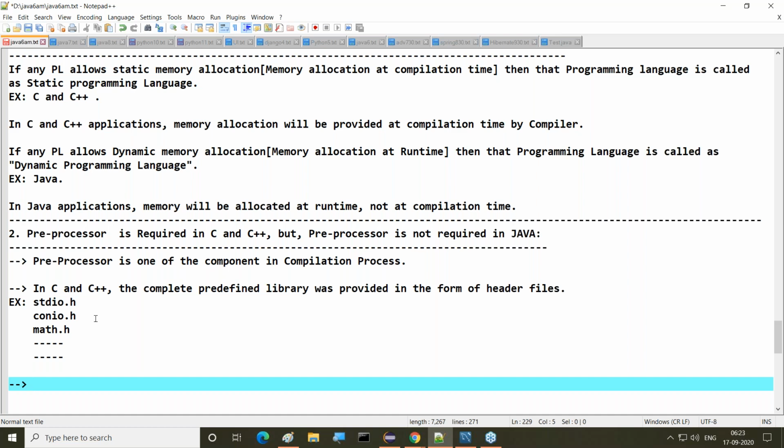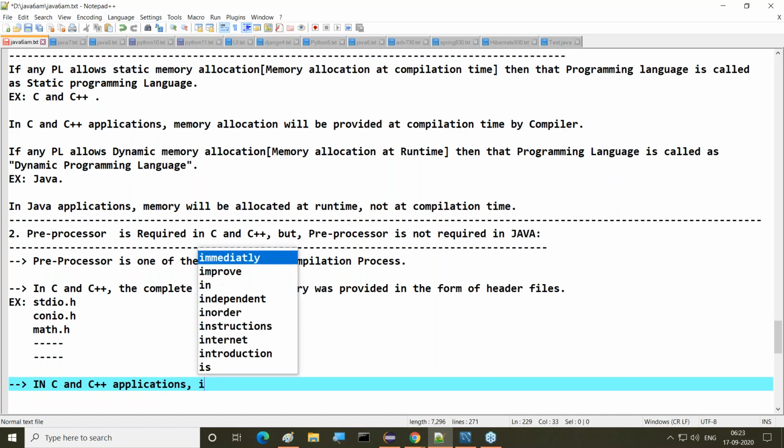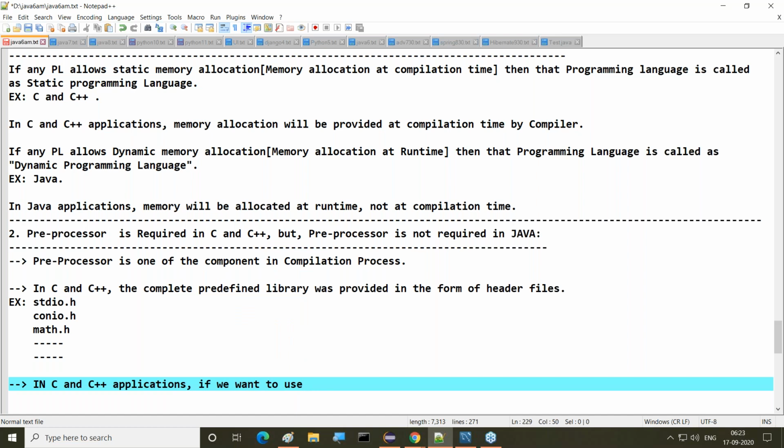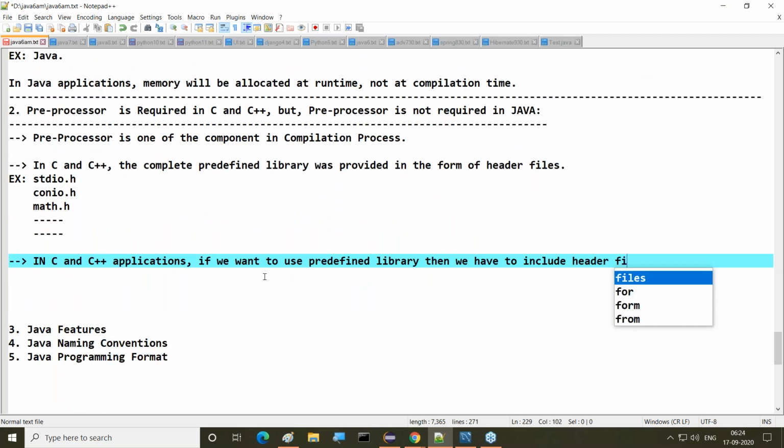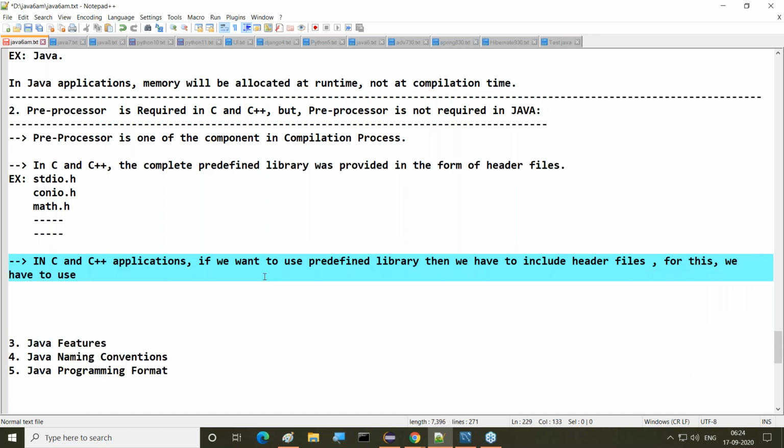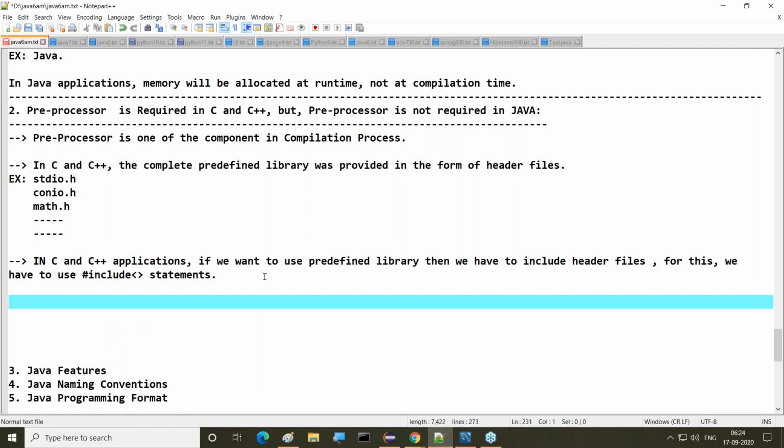But in C and C++ applications, if you want to use the predefined library, then we have to include header files. For this, we have to use the hash include statement.